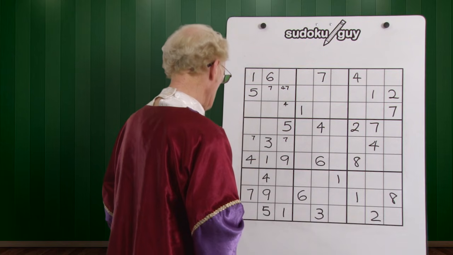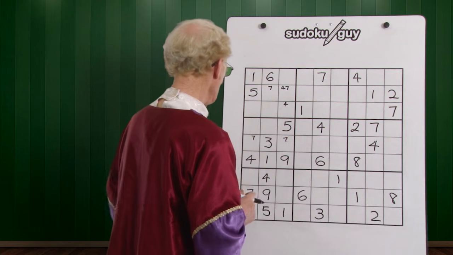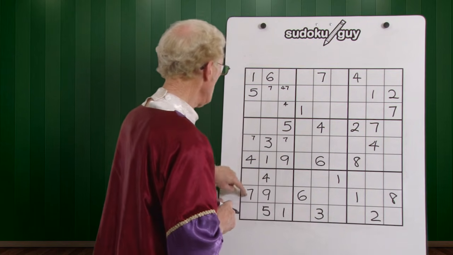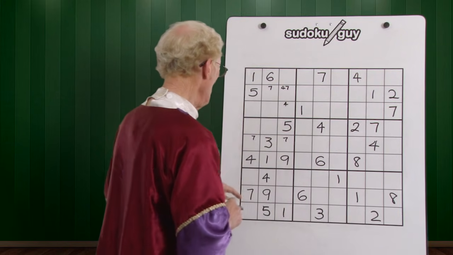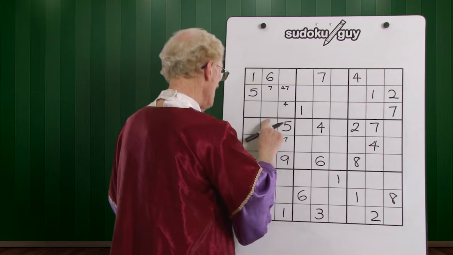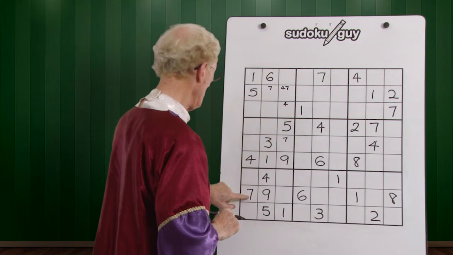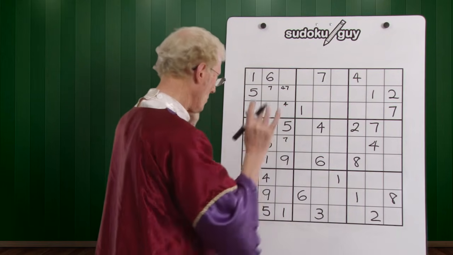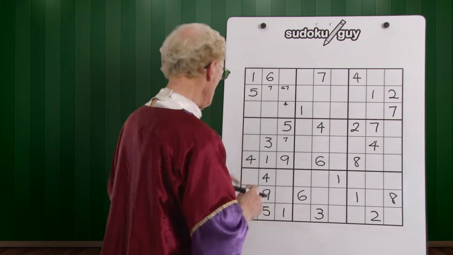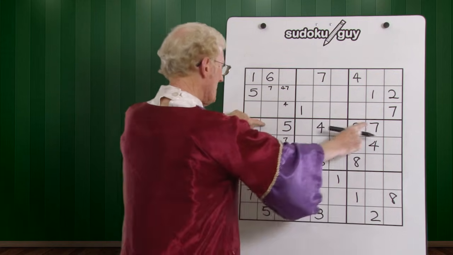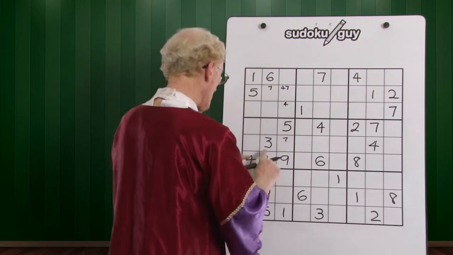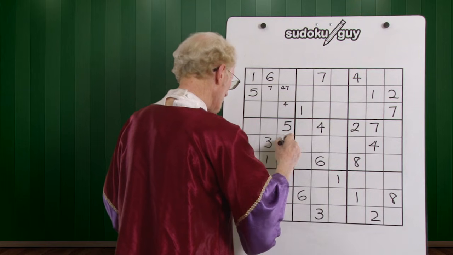Okay. 7s. There's a 7 here. It could be there or there. But it can't be there. It can't be here. This 7 gets cancelled. You see, there's a 7 down there. I didn't cancel that before. Good, I think we caught that one. So the 7 can't be there because of that one. So the only place in this block a 7 can go is there.